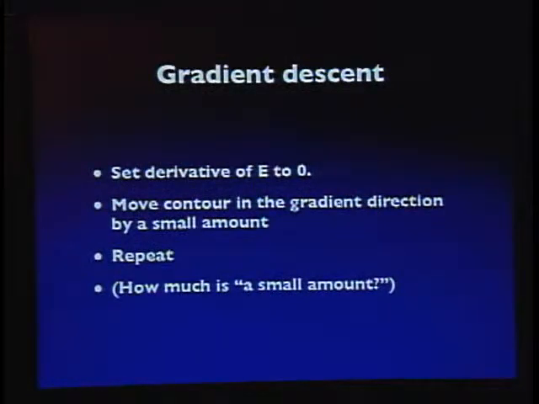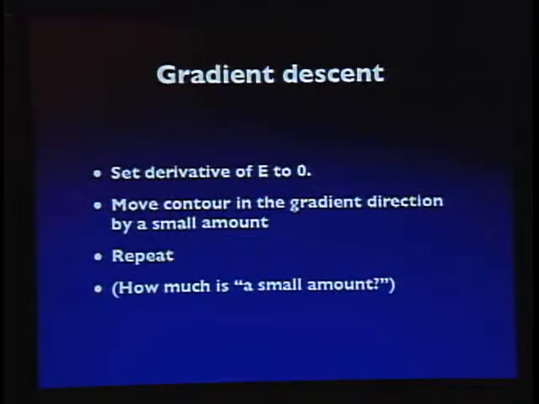So in what's called gradient descent, which is a very common optimization technique, we set the derivative of that energy function to 0, and we move the contour in the gradient direction by a small amount. So remember, if you have a function and you are trying to find the minimum of it, what you would probably want to do is look for spots where the function's derivative goes to 0, because at both its maxima and its minima, the derivative goes to 0.